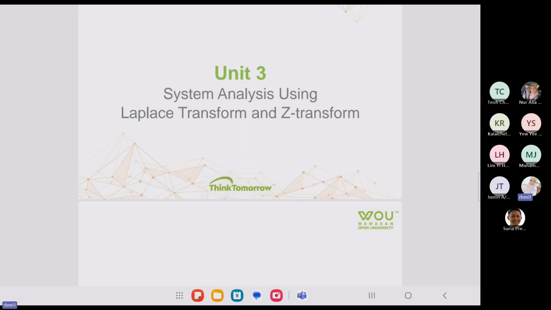Other than that, we have covered time domain analysis of the system, continuous time domain and also discrete time domain. That is in unit 1 and unit 2, which we covered in tutorial 1. And today we will go for the system analysis using Laplace transform. What is actually the Laplace transform?